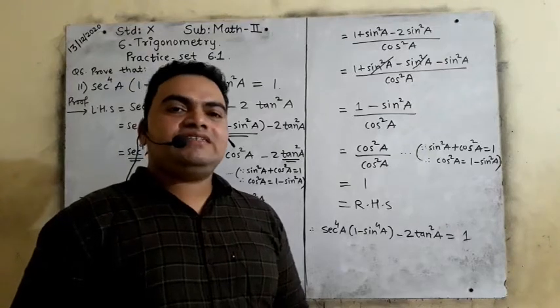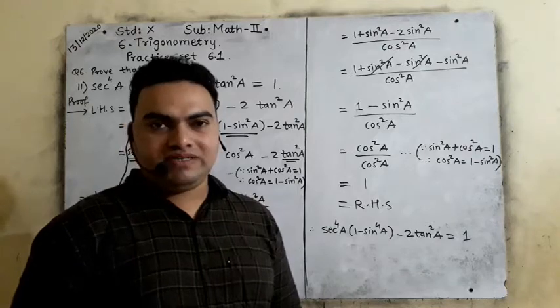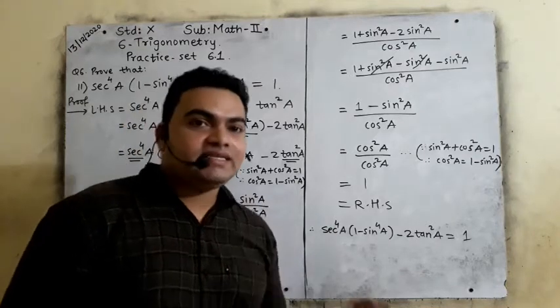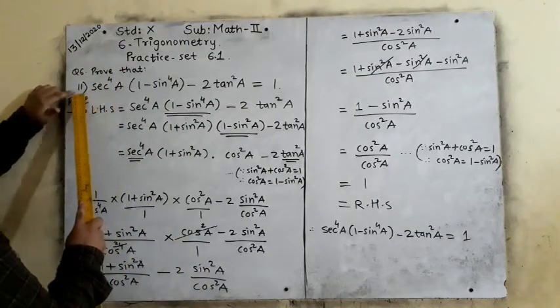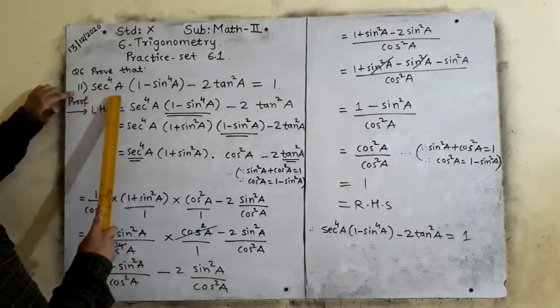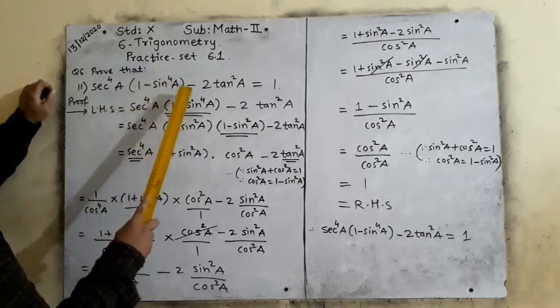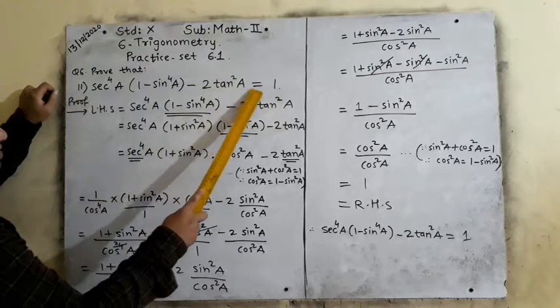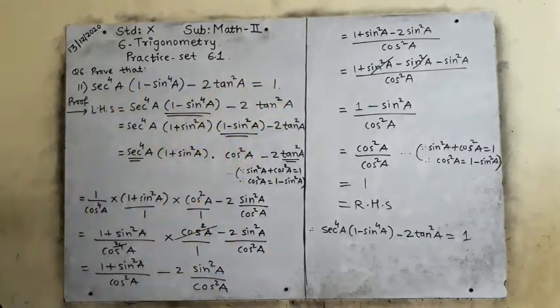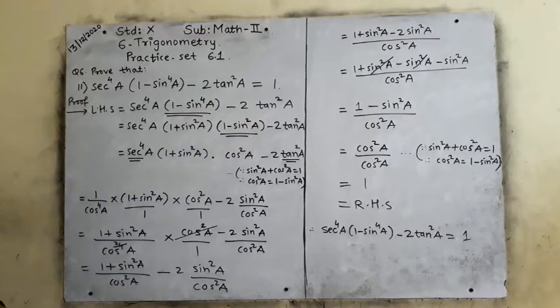So dear students, after the 10th sum of question number 6, we will see the 11th sum of question number 6. Please pay attention and understand the identities of trigonometry. Prove that sec raised to 4A, bracket multiply 1 minus sin raised to 4A, bracket complete, minus 2 tan square A is equal to 1. Here A is used instead of theta. Theta means angle. Here also A is for the angle.